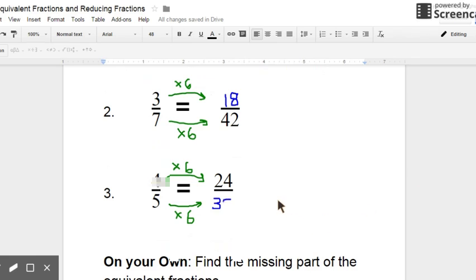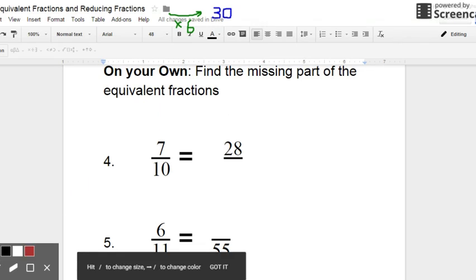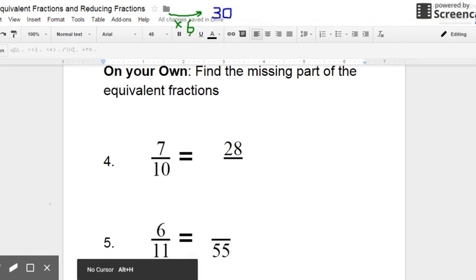Now it's your turn. I want you to give these two a try. So pause the recording here and give these two problems a try. You're going to find the missing part of the equivalent fraction, just like we did above. So go ahead and take a moment, pause this, and give these two a try.